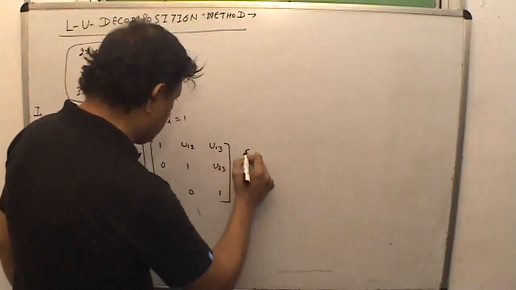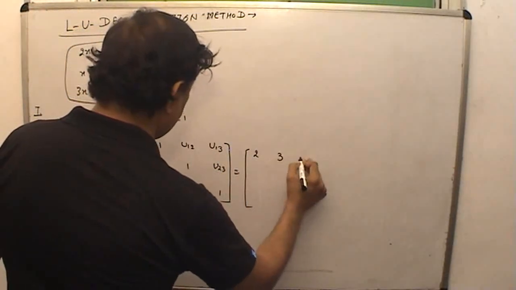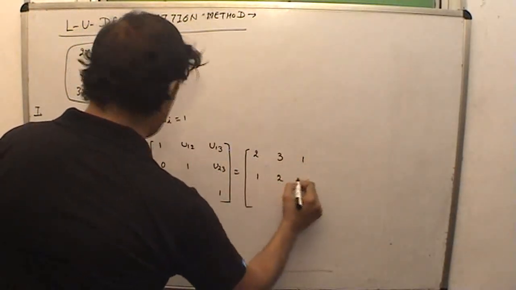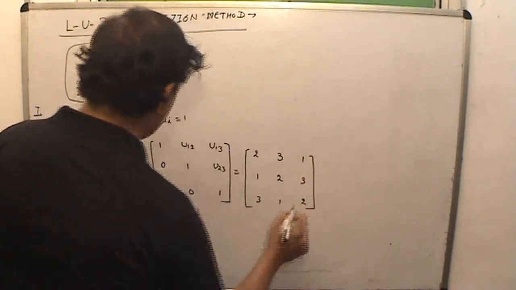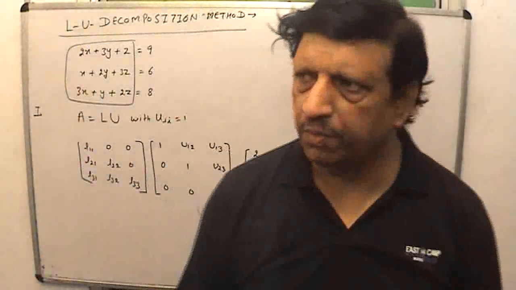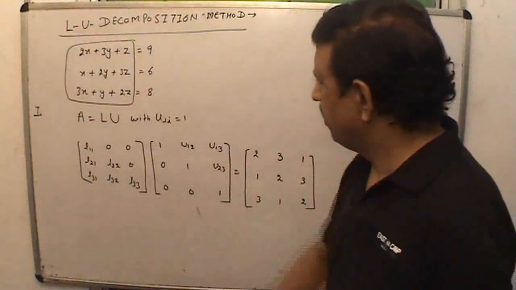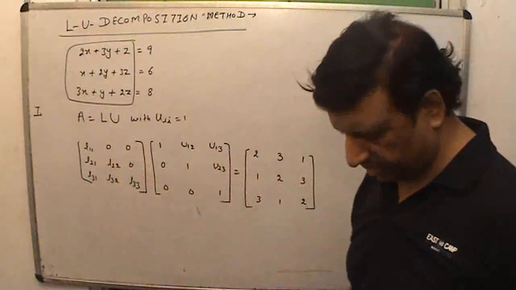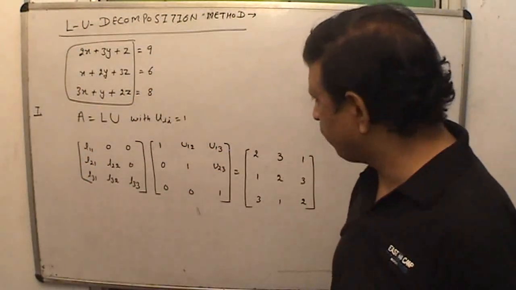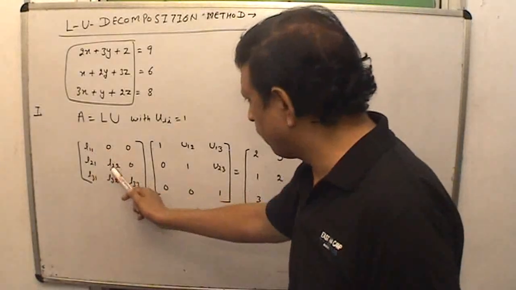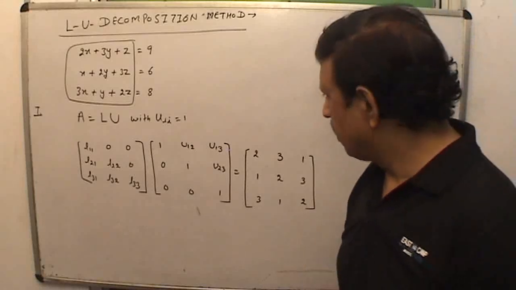And what is the given matrix? That is the matrix of the coefficients: 2 3 1, 1 2 3, 3 1 2. That is the first step. We decompose the matrix of the coefficients of the given system into the lower and upper triangular matrices. Then our main objective is to find the values of these 9 constants.